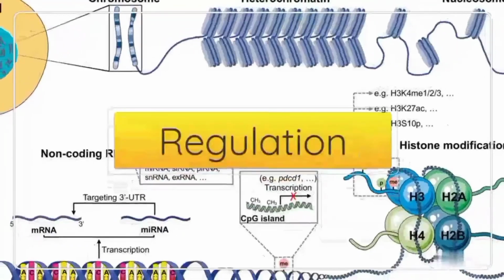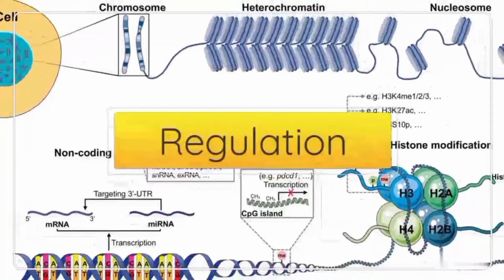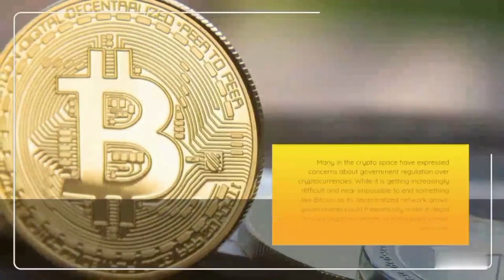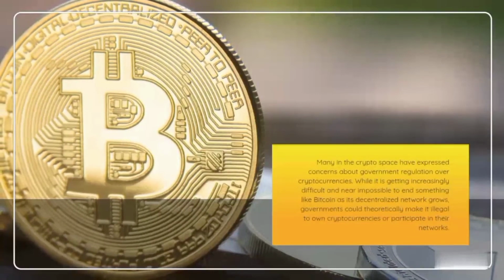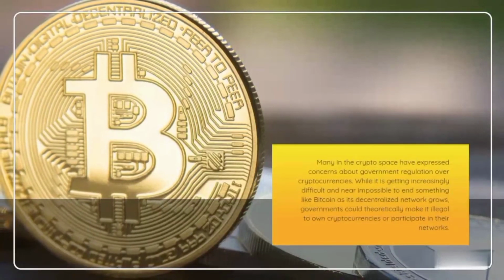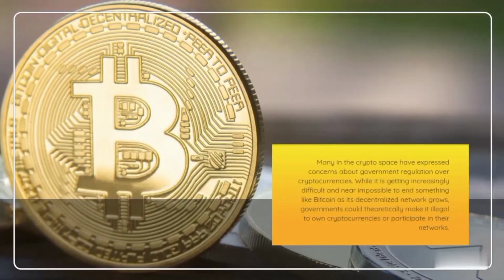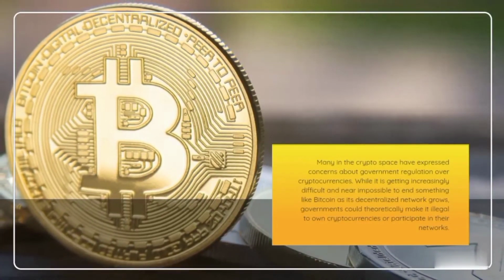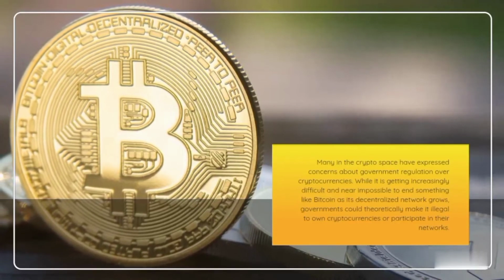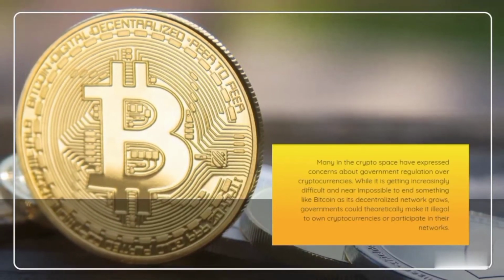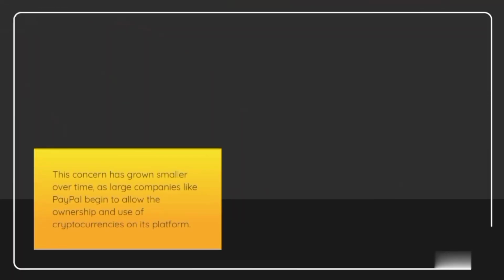Regulation. Many in the crypto space have expressed concerns about government regulation over cryptocurrencies. While it is getting increasingly difficult and near impossible to end something like Bitcoin as its decentralized network grows, governments could theoretically make it illegal to own cryptocurrencies or participate in their networks. This concern has grown smaller over time, as large companies like PayPal begin to allow the ownership and use of cryptocurrencies on its platform.